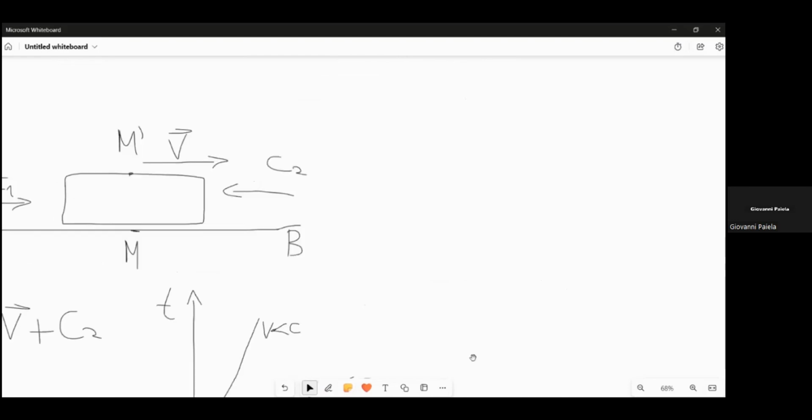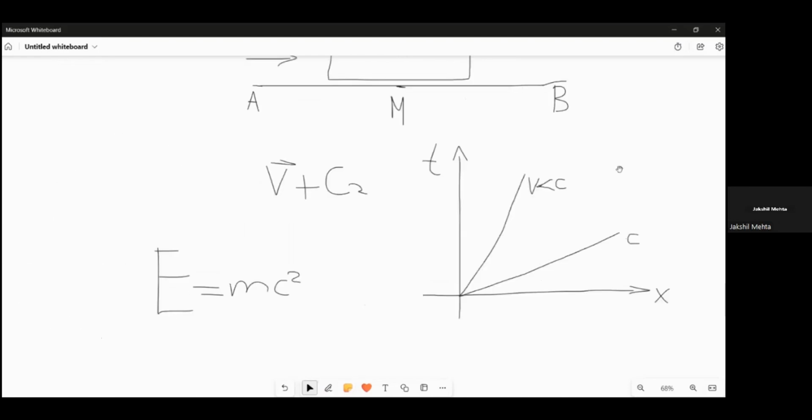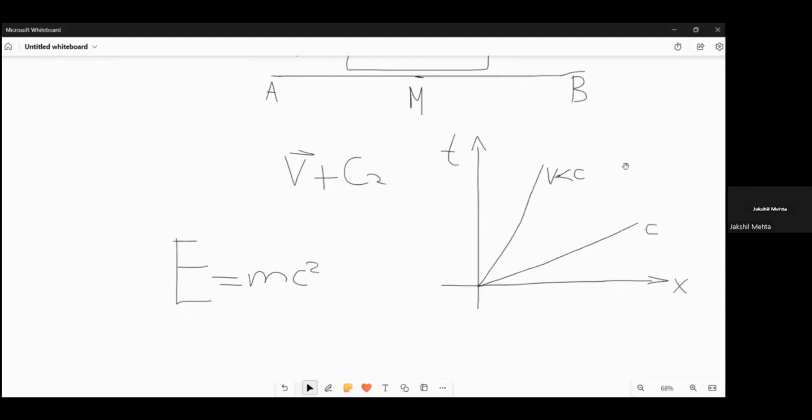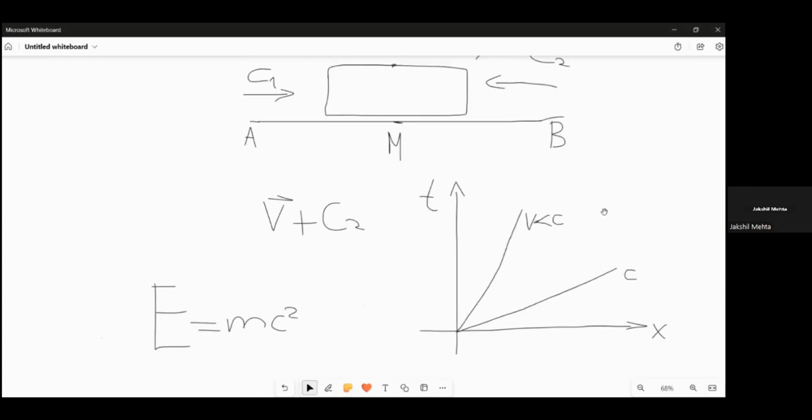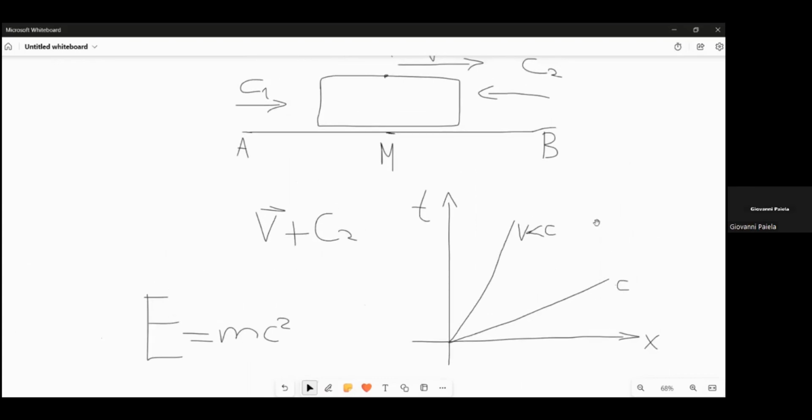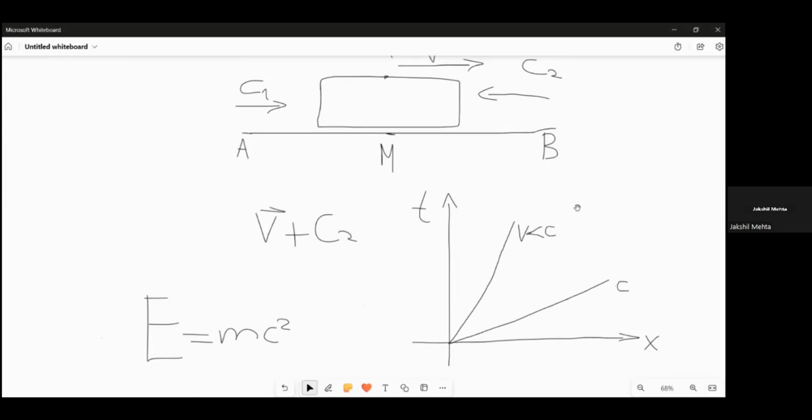So we can go. All right. Do you mind if I explain the experiment of time dilation? Okay.